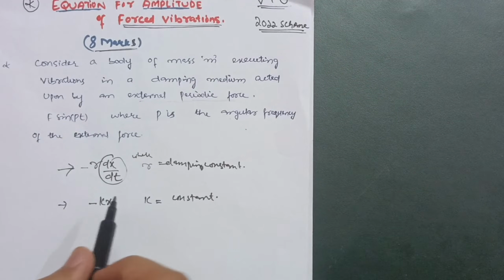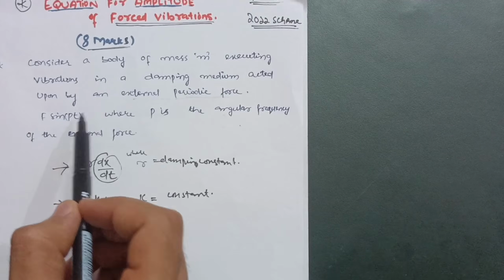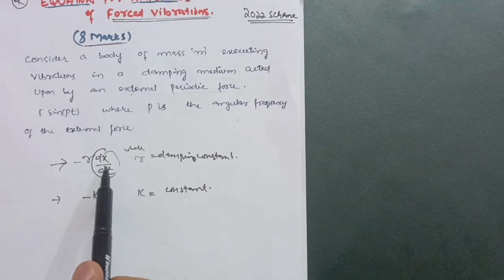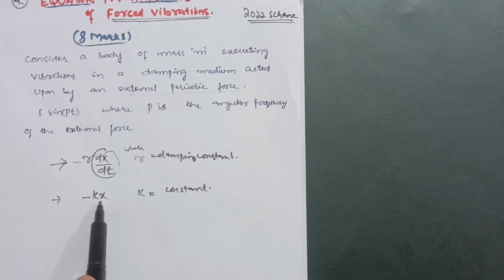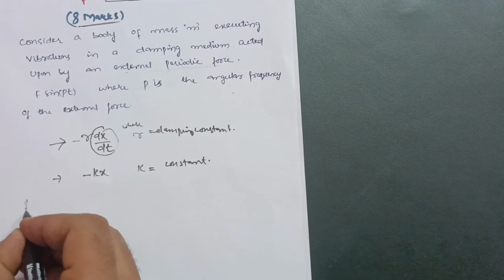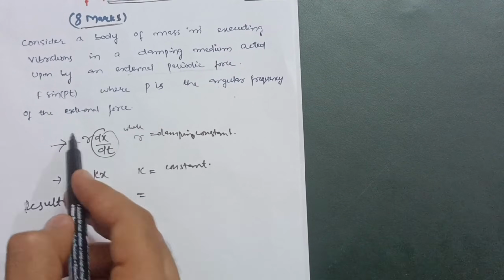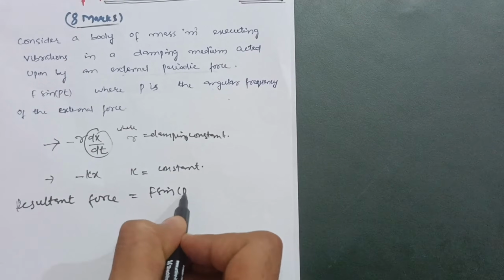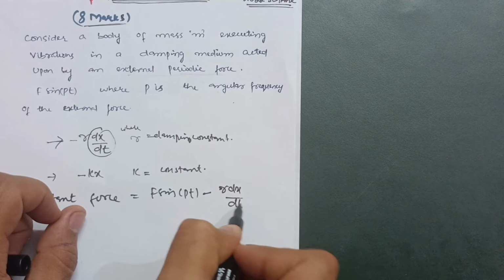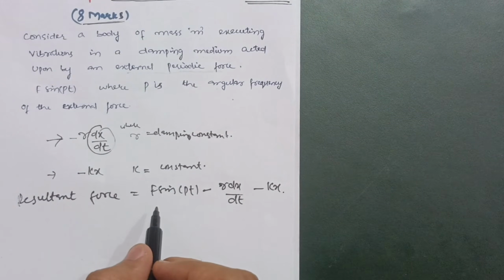Now how many forces are acting in this particular damping medium? One is the periodic force, that is F sin pt. Another one is minus r dx by dt, where r is the damping constant and dx by dt is the velocity. Next one is minus kx, which is the restoring force. So the resultant force I can write as the summation of these three forces: F sin pt minus r dx upon dt minus kx. This is the resultant force for this particular system.